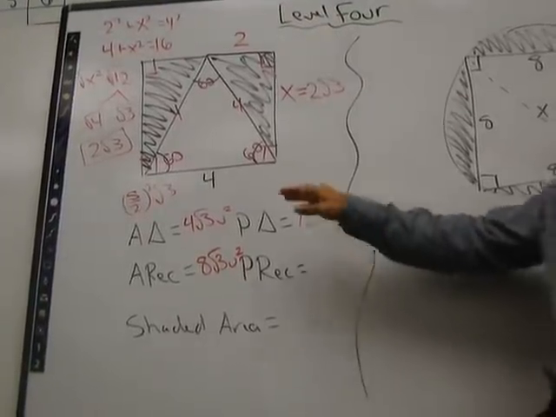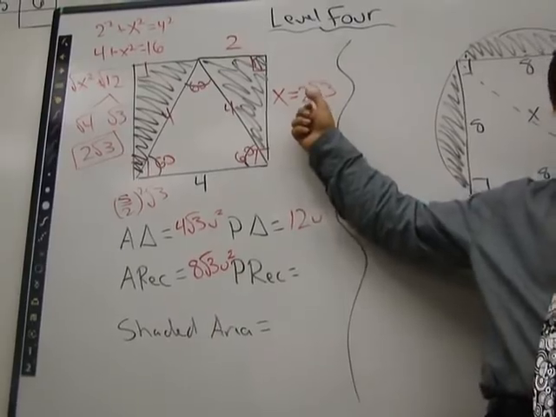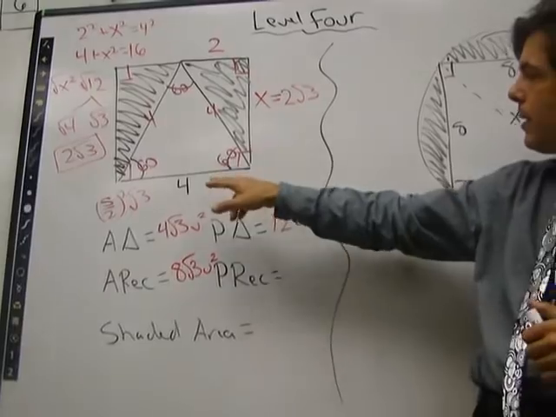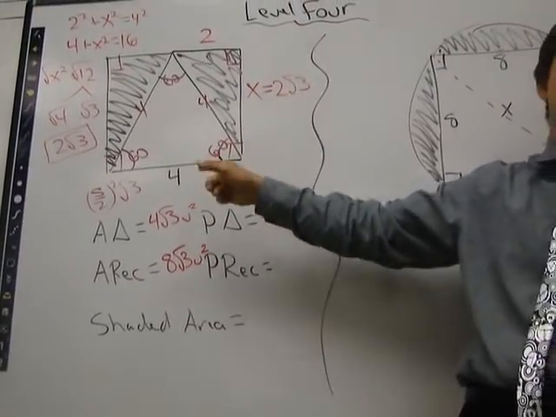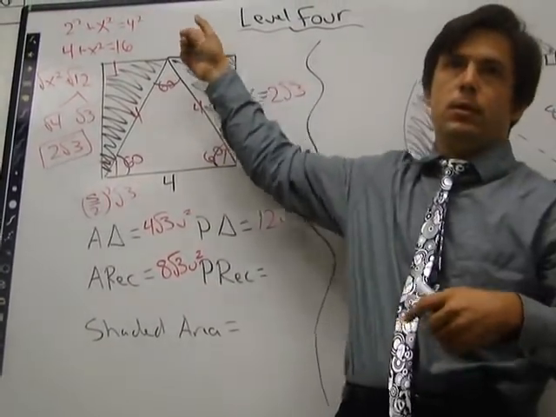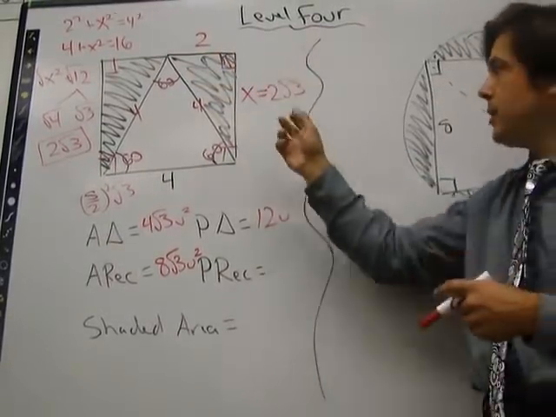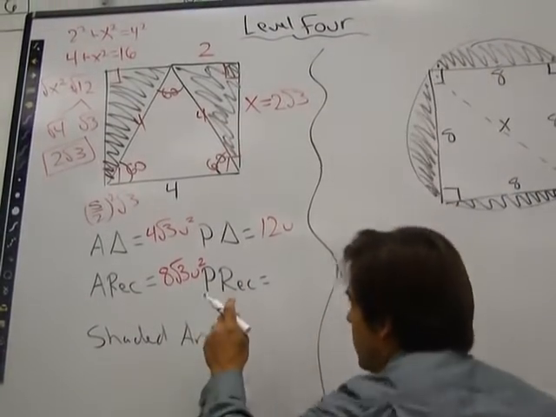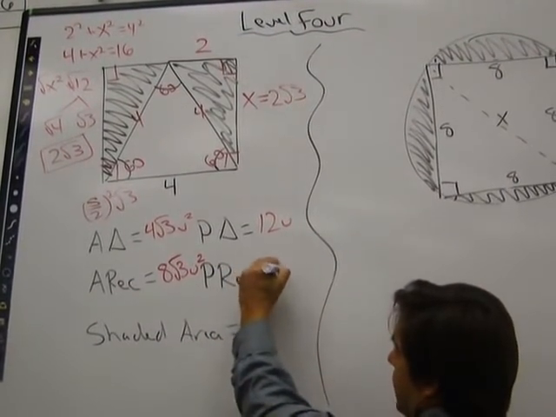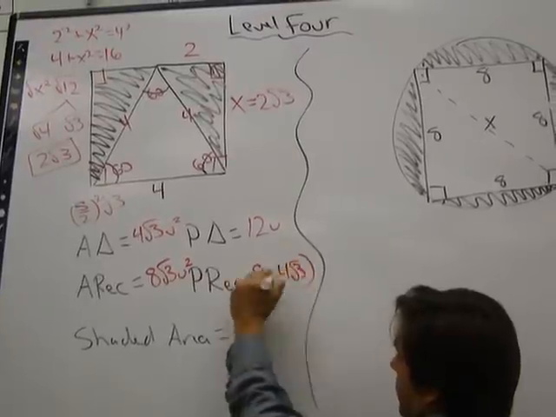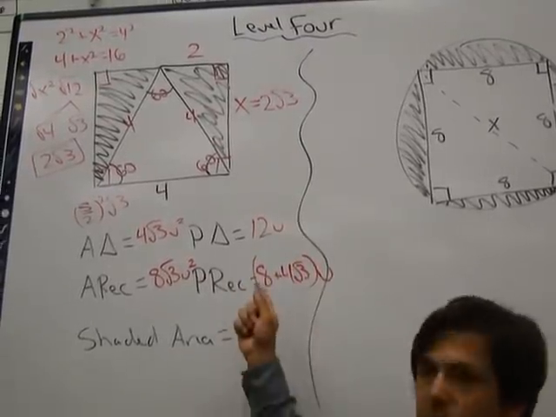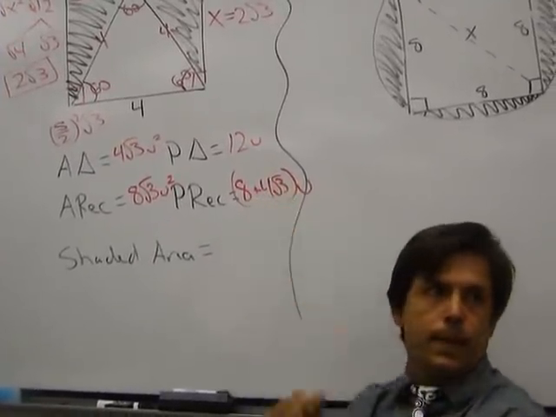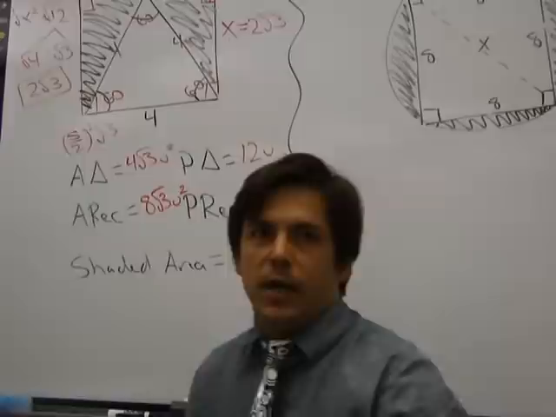P, okay. P is going to be 4 plus 2 square root of 3 plus 4 plus 2 square root of 3. Can I add 4 plus 2 square root of 3? No. Can I add 4 plus 4? Yes. So 4 plus 4 is 8. 2 square root of 3 plus 2 square root of 3 is 4 square root of 3. So the perimeter is going to be 8 plus 4 square root of 3 units. We put the parentheses to show that these things go together. Challenging problem.